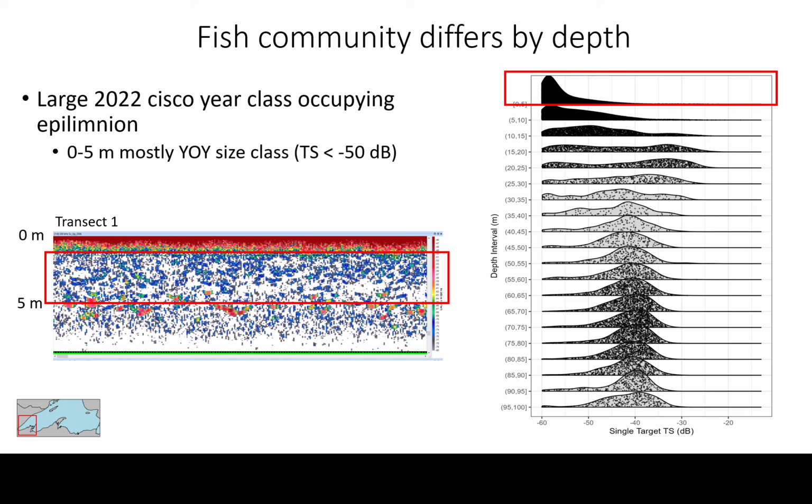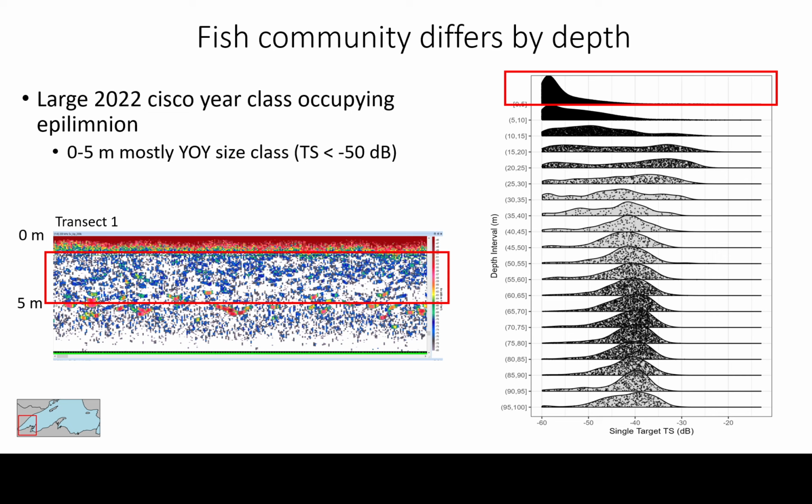Looking at the fish community by depth in Lake Superior, this year we did have a large year class of Cisco in 2022. These distributions show that shift of smaller targets towards the surface, and then as you get deeper into the water column, you get larger targets dominated more by kiyi and bloater.